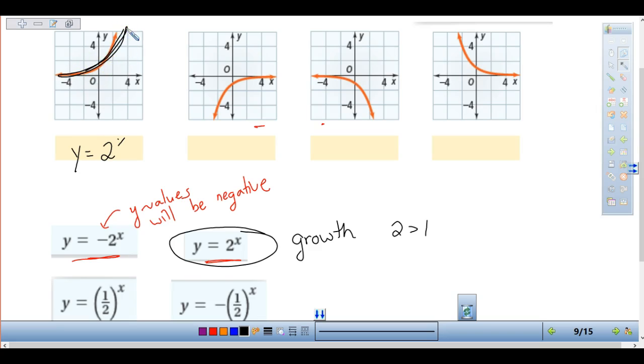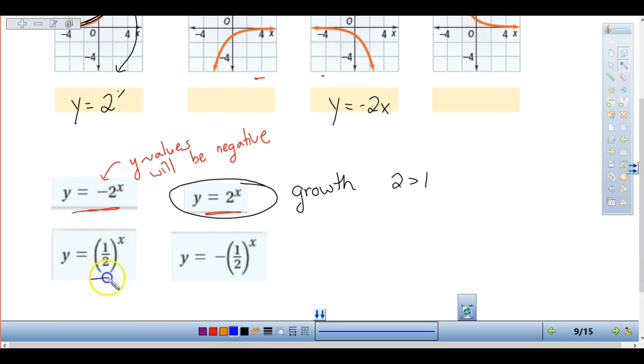Now a negative, if you remember with the absolute value, just reflected it. So that means that this point that's up here, if I reflect it, it's going to end up down here. So that is going to be this graph. The numbers are getting bigger as I increase my x, but they're negative. They're getting larger negatively, if that makes sense. All right, and if we look at the bottom two, these are going to be decay, because 1/2 is less than 1. Now, this one has a negative, so this one, we have our y values.